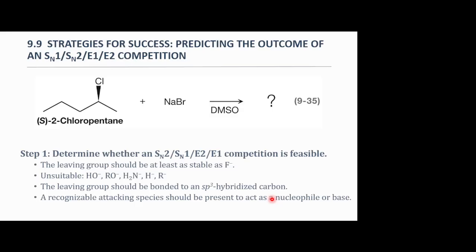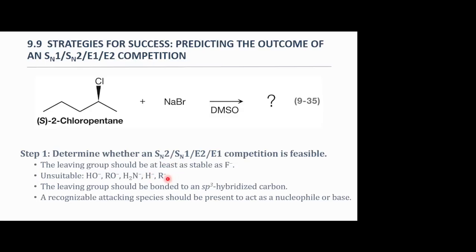Okay. Some of the strategies for success for predicting these. Step 1, determine whether an SN2 or SN1, E2 or E1 competition is even feasible. If you don't have the conditions for one or more of those things, then you can just get rid of it, right? You don't have to consider it. And so you can save yourself mental bandwidth. So for example, the leaving group should be at least as stable as fluoride. That's the cutoff. Fluoride is sort of the least stable of the anions that you're ever going to actually see.